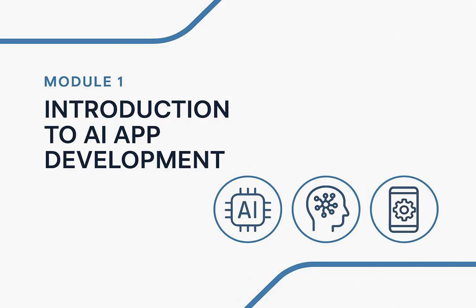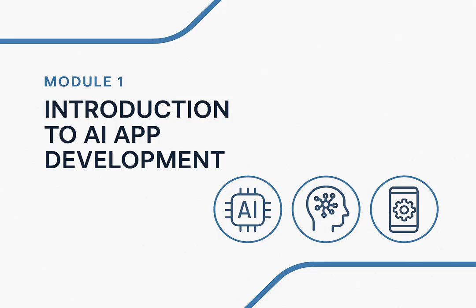The AI app development lifecycle is similar to traditional software development in many ways, but it also has some distinct characteristics that set it apart. Understanding this lifecycle is crucial for managing your projects effectively and delivering successful AI applications. Let's start with the first stage, problem definition and planning.